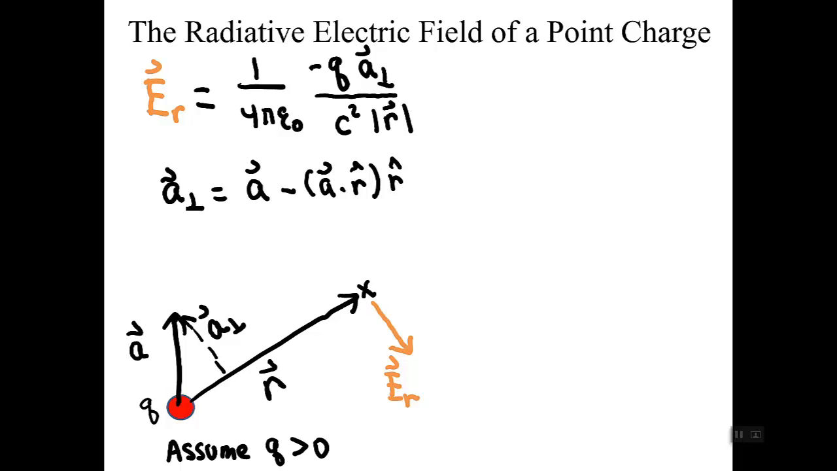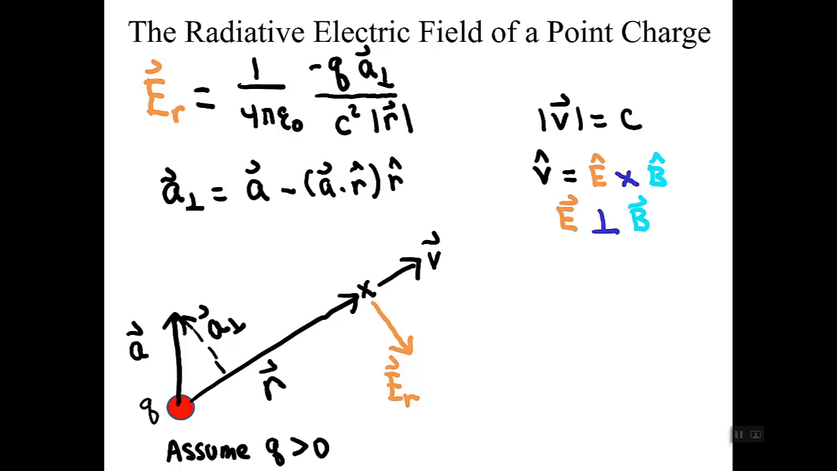Now, the fields radiate away from the charge, so vector v, the propagation velocity, must look like this, and must have magnitude equal to the speed of light, c, in empty space. Moreover, E hat cross B hat is equal to V hat, the direction of the propagation velocity. And since E and B are perpendicular, the radiative magnetic field must look like this. Into the page.